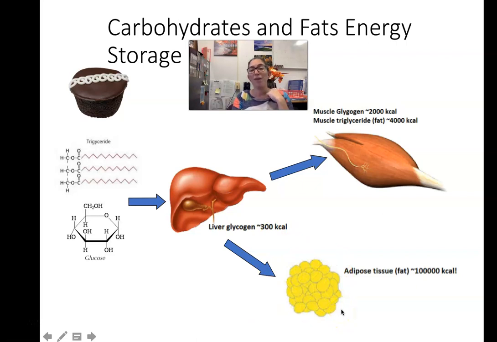So a huge amount of our energy is stored in the form of fat. We can store glucose for energy reserves. That's glycogen, and it's found in the liver and the muscles. But if you look at the amount of calories that we can store in glycogen versus the amount of calories we store in fat, we store way more in fat. Fats also happen to produce more energy per gram. So that's why they're such a good long-term storage solution for energy.